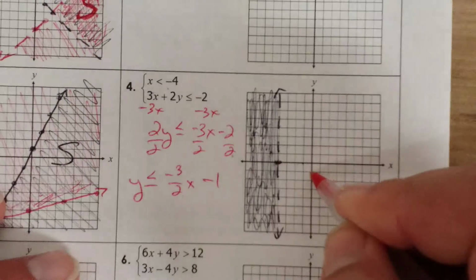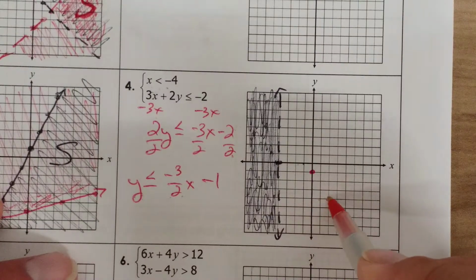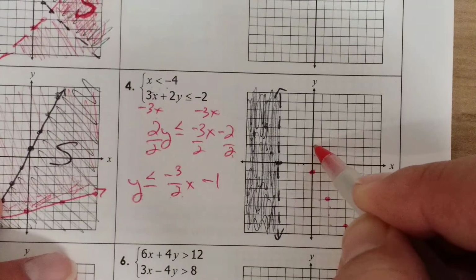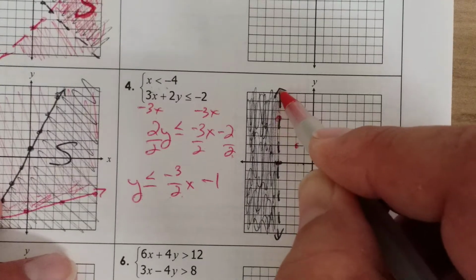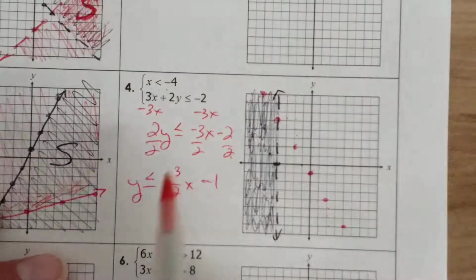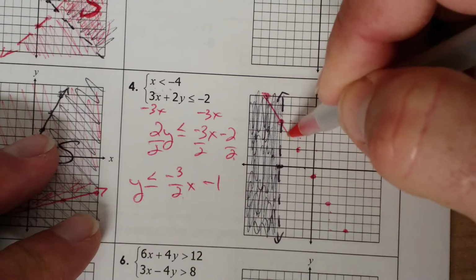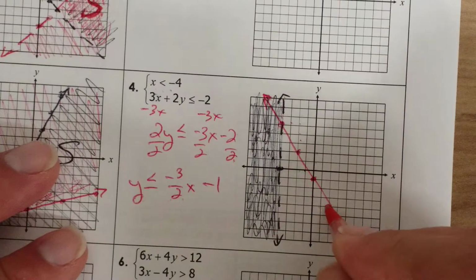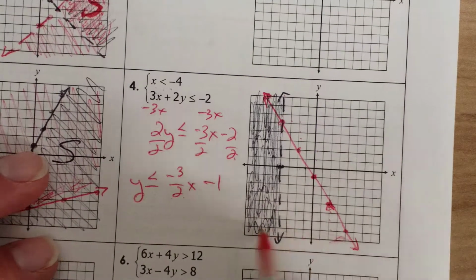I'm going to begin at negative 1. And from there, I'm going to rise negative 3 and run positive 2. And if I go up 3, back 2, I get this line here. And because this has an equal bar, it's going to be a solid line. And I missed the dot there. The symbol is less than, so I need everything below the red line. So everything below the red line.